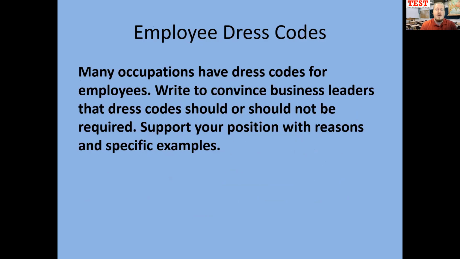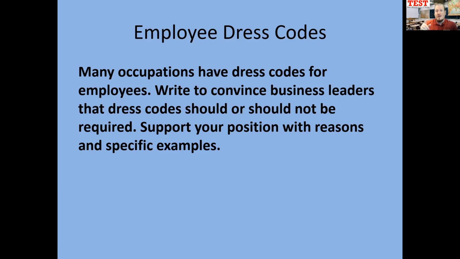Next, employee dress codes. Note that this is about jobs, not school. Okay, there is a difference here. Many occupations have dress codes for employees. Write to convince business leaders that dress codes should or should not be required. Support your position with reasons and specific examples. Sure, sometimes that's style related. Sometimes that's safety related. Sometimes you work at a store or restaurant, you have to wear their shirt. So convince business leaders that dress codes should or should not be required.